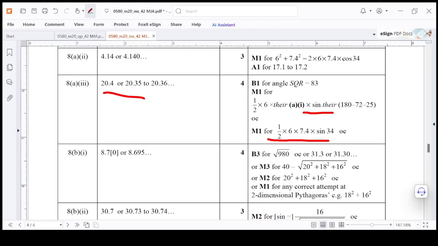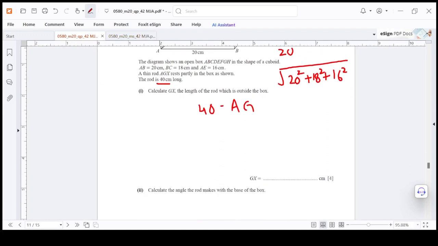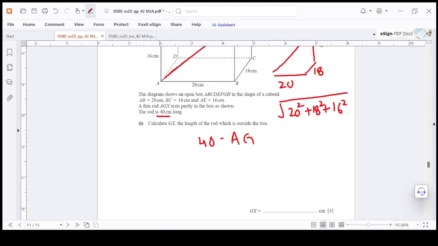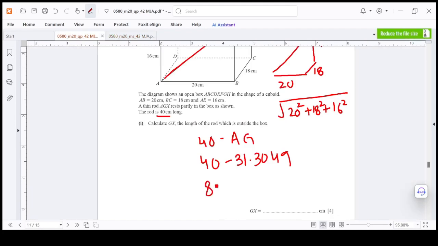No, actually. What part are we doing? Oh, we have to subtract it from 40, my bad. So we get 40 minus 31.3049. So 40 minus answer, getting 8.695. So write the longer answer first, 8.6950, and rounded becomes 8.70.